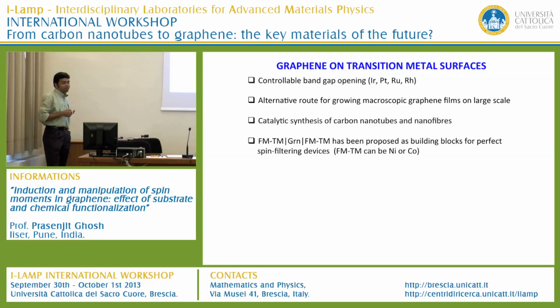For example, one can control the band gap of graphene by growing graphene on different substrates. These are also alternative routes for producing macroscopic graphene films on a large scale. One can use these as catalysts to synthesize carbon nanotubes and nanofibers. And they have also been theoretically proposed as spin filtering devices.